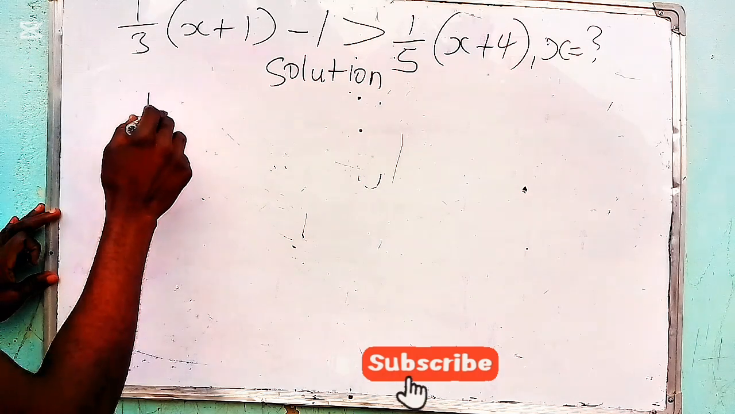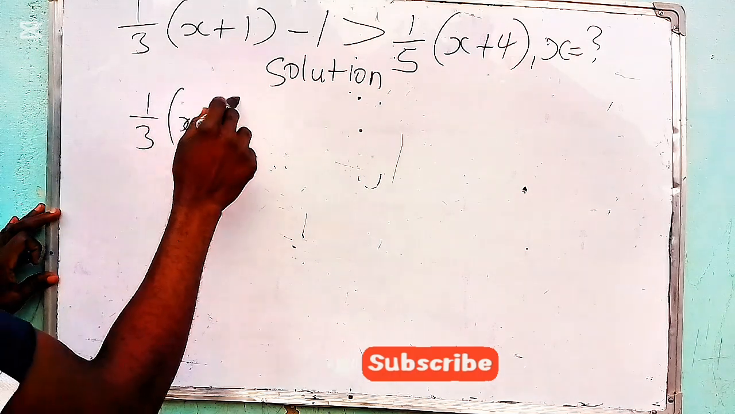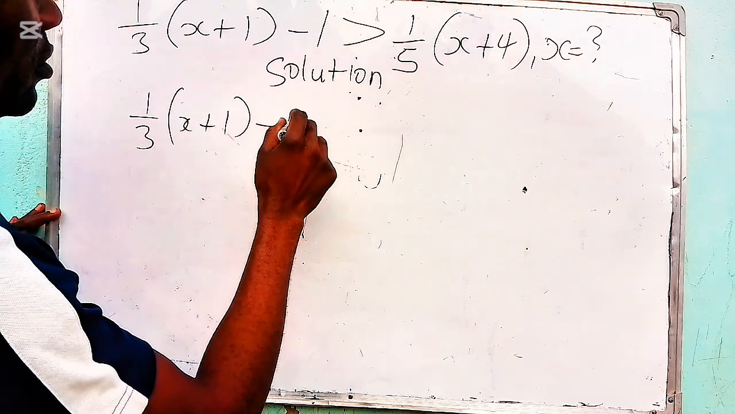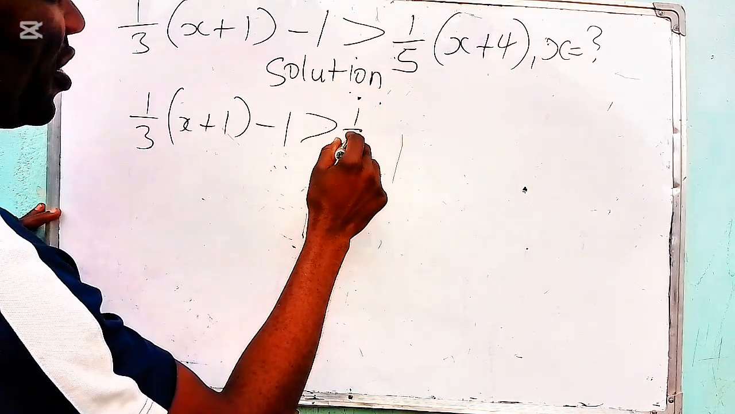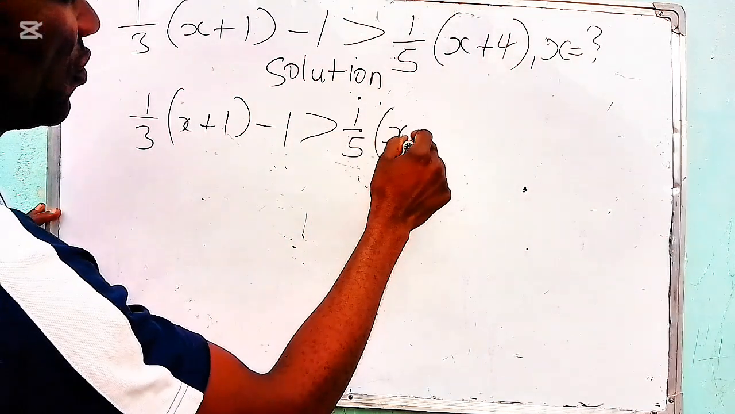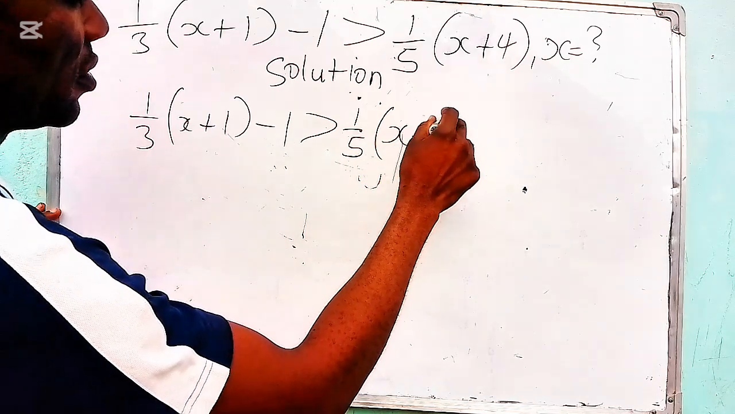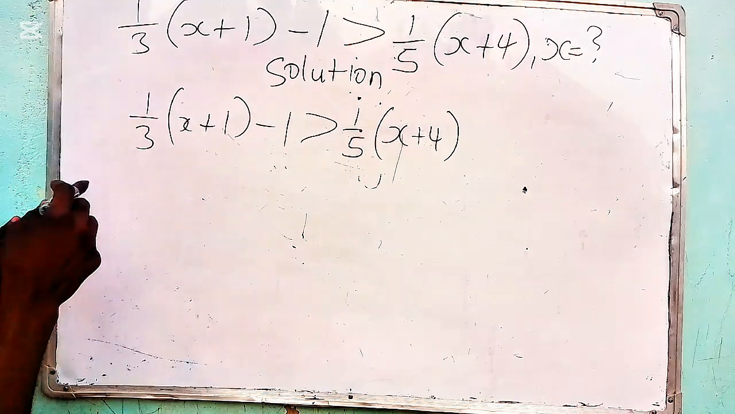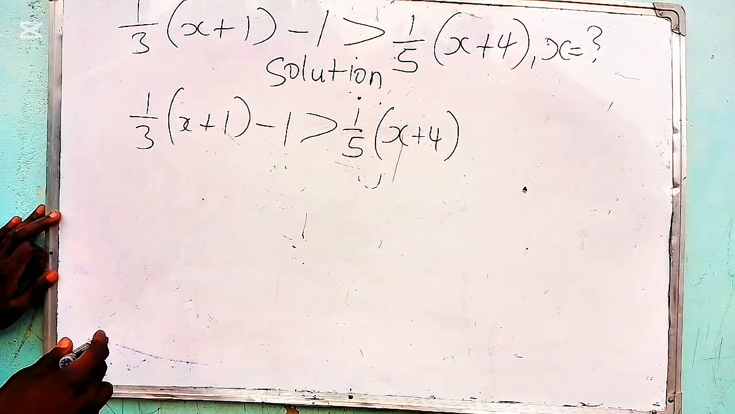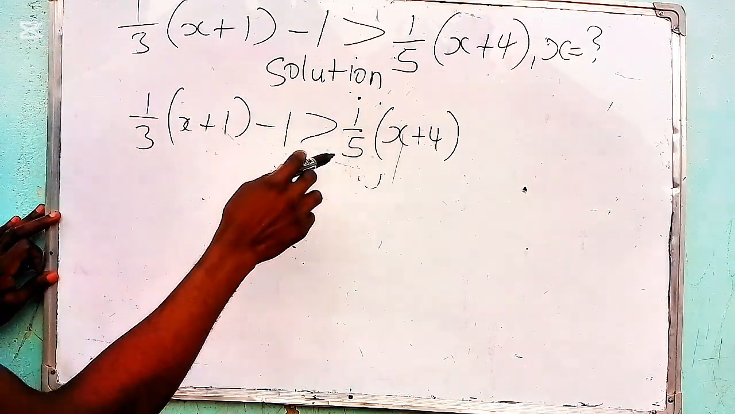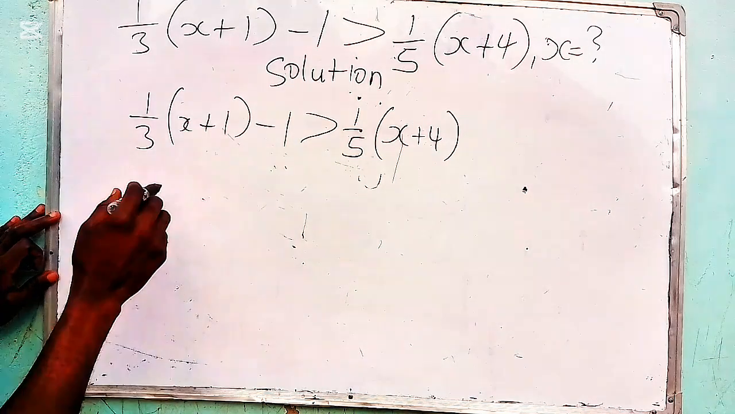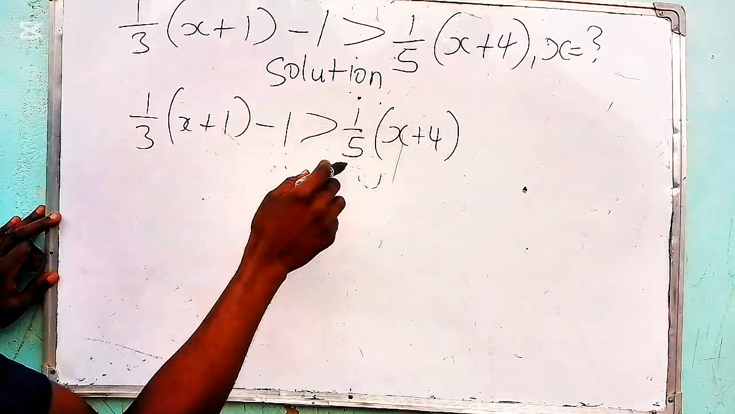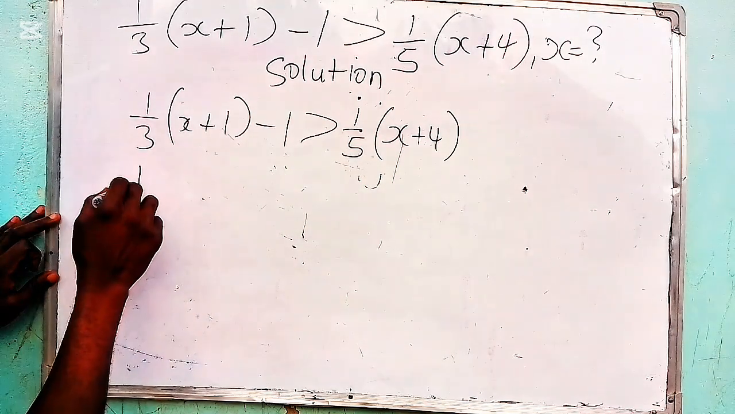1 over 3 (x + 1) minus 1 greater than 1 over 5 (x + 4). We have to remove the fraction part by multiplying all through by the LCM of 3 and 5 so that the fraction can be removed. That means the LCM of 3 and 5 is 15.